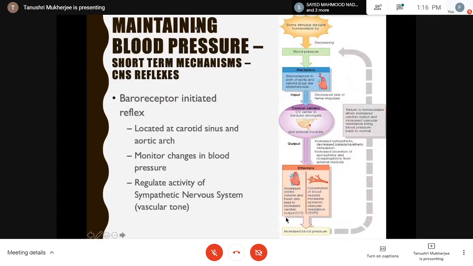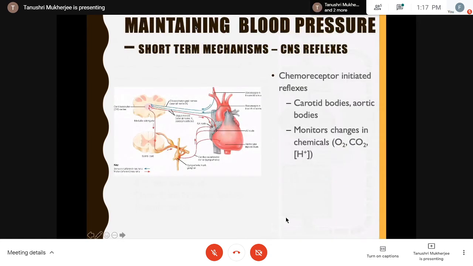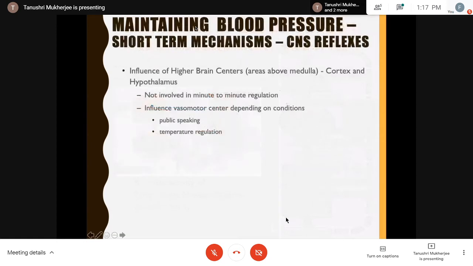Then the CNS reflexes, which are baroreceptor-initiated reflexes located at the carotid sinus and aortic arch, monitor changes in the blood pressure. As I have told, the autonomic nervous system, the sympathetic nervous system, regulates activity and the vascular tone. Then the chemoreceptor-initiated reflexes, like in carotid bodies and aortic bodies, monitor changes in the chemicals and increases in stresses result in increased sympathetic activity and increased blood pressure.